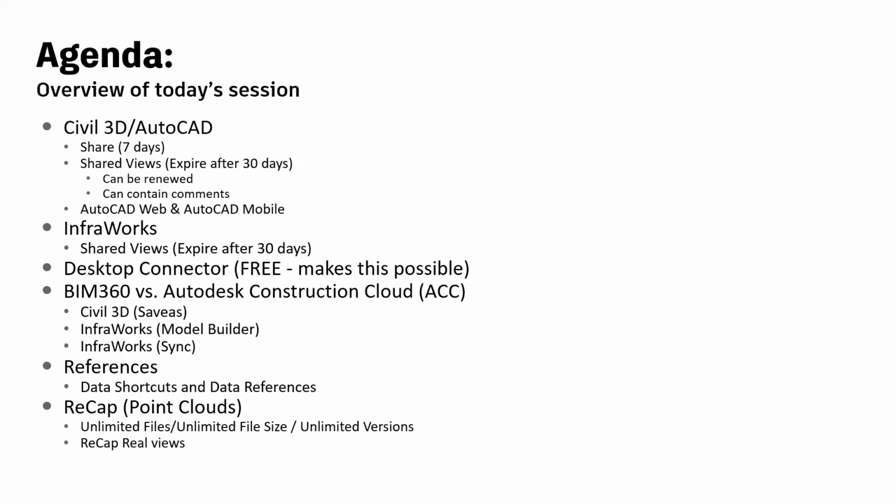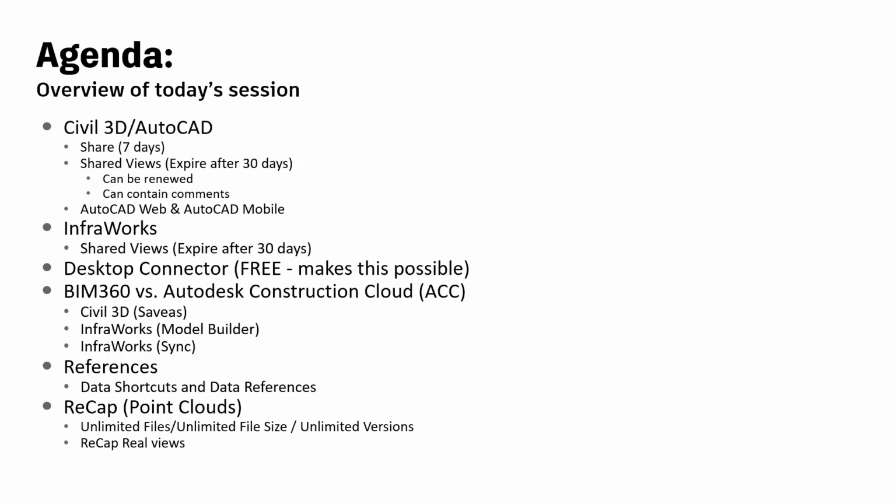A little bit of the differences between BIM 360 and Autodesk Construction Cloud, which is commonly referred to as ACC, and how to get things into those environments, whether it's Civil 3D or InfraWorks, sometimes Save As, or other commands like Sync. Very important as a part of sharing, we'll also talk about data shortcuts and data references. And as time allows, we'll get into ReCap and sharing of point clouds.